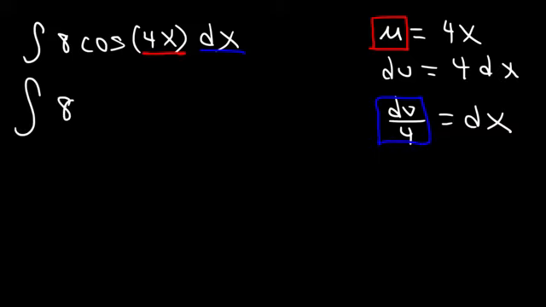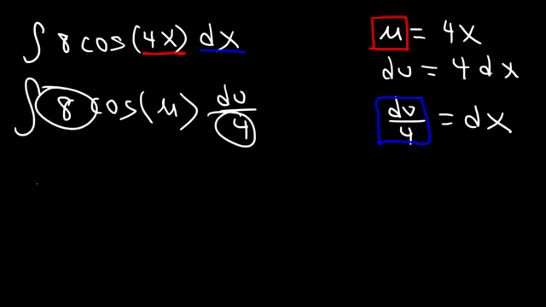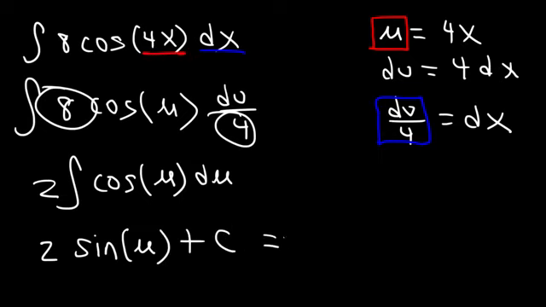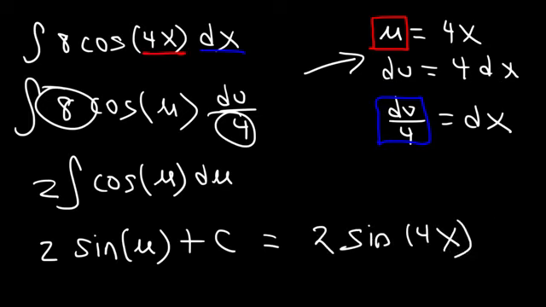So this is going to be 8 cosine of the u variable, and replace dx with du over 4. So now we can divide 8 by 4. 8 divided by 4 is 2. Now what is the antiderivative of cosine? The antiderivative of cosine is sine, because the derivative of sine is cosine. So we have 2 sine u plus the constant of integration c. Now let's replace u with 4x. So the final answer is 2 sine 4x plus c.